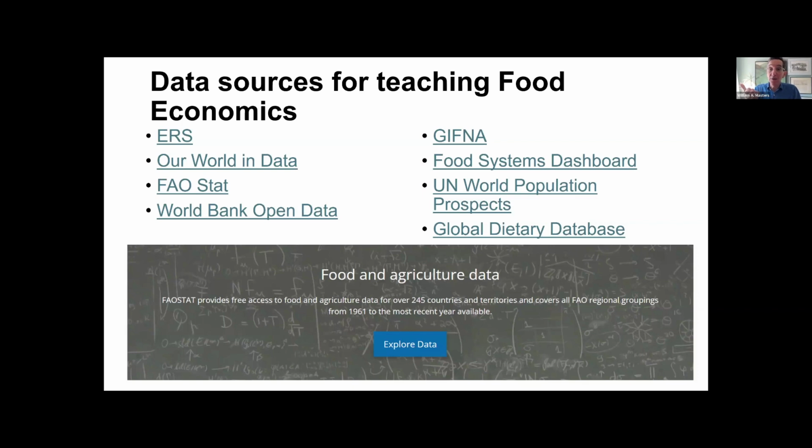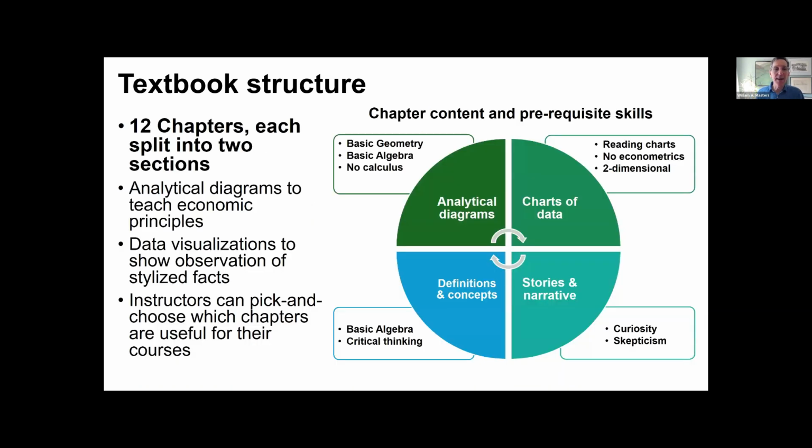Often we use the FAO's FAOSTAT, but as you can see here, there's many other sources. On the top right, GIFNA is the WHO's source of data on food and nutrition actions of governments, UN World Population Prospects, and so forth. These are all indicated in the textbook and also in the course materials that we have on the course support website.